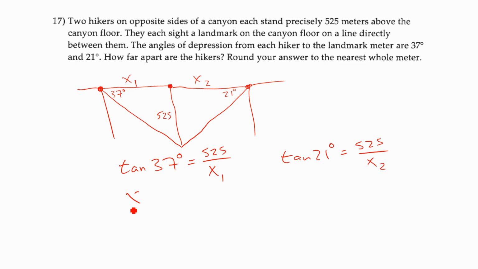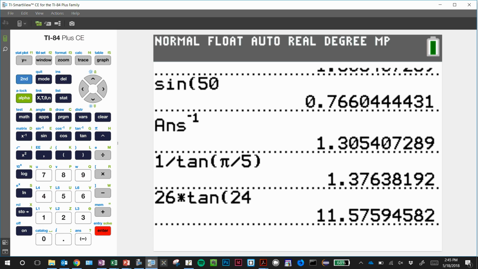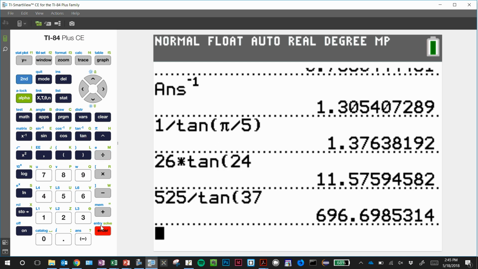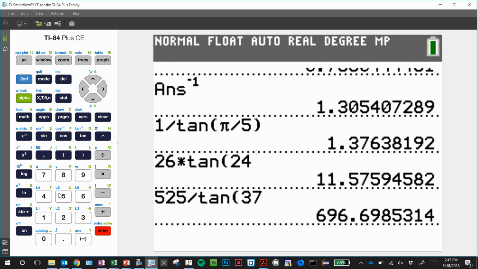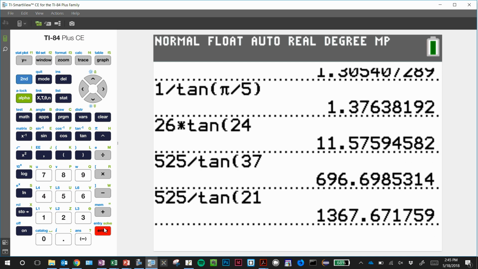And so we can move these around. x1 is equal to 525 divided by tan 37, and x2 is equal to 525 divided by tan 21. Let's plug these in. 525 divided by tan of 37 is 696.7, and 525 divided by tan 21 is 1367.7.